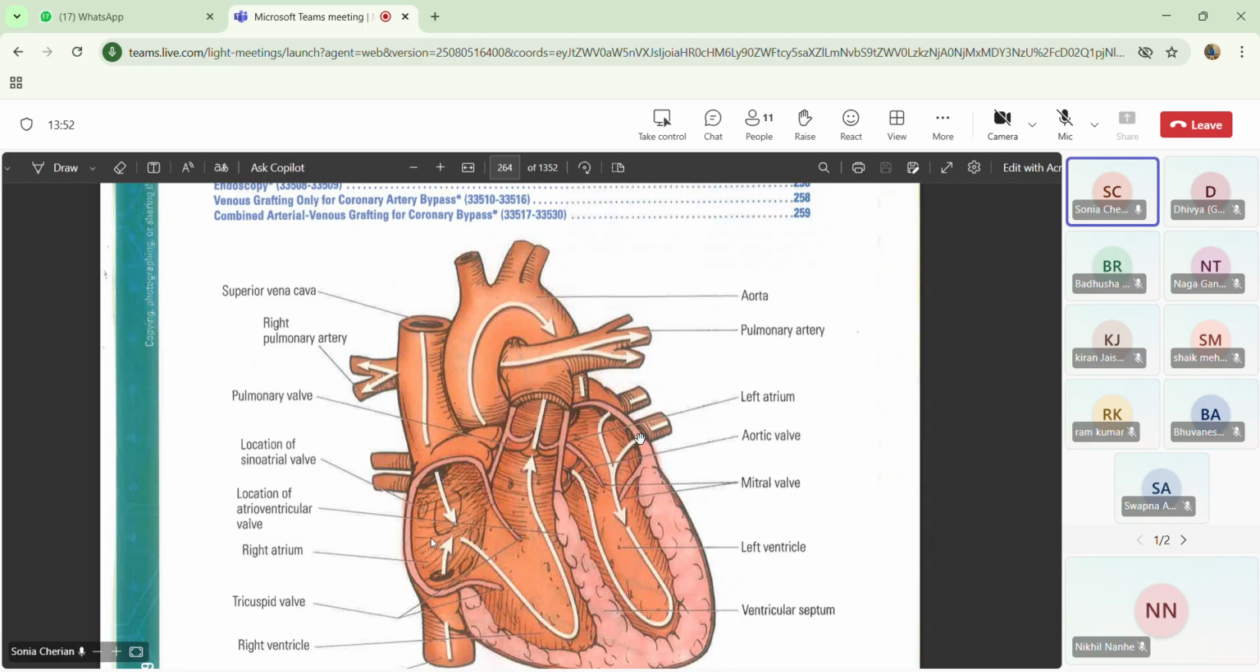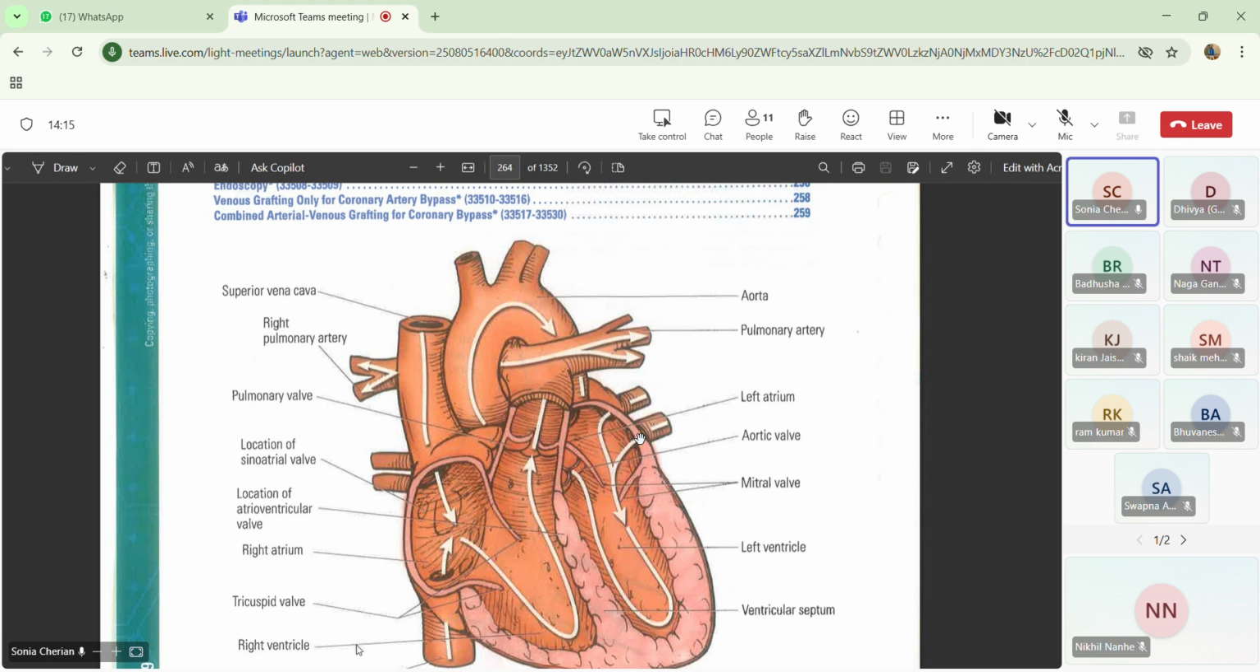Mostly the procedures done to check the health of the heart are EKG, electrocardiogram, echocardiogram, chest X-rays, blood tests, cardiac catheterization, CT, MRI, and stress tests, TMT, we call it the treadmill test. So these are all stress tests.